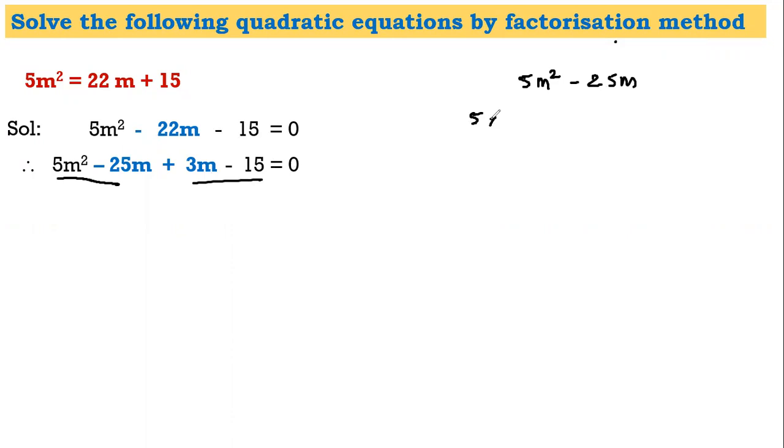5m square would be 5 into 5 into m into m. Now this is 5m square. Minus 25m would be 25 into 5 into m. I hope now you know how to do this. Now whatever is common, we'll put it in a circle.